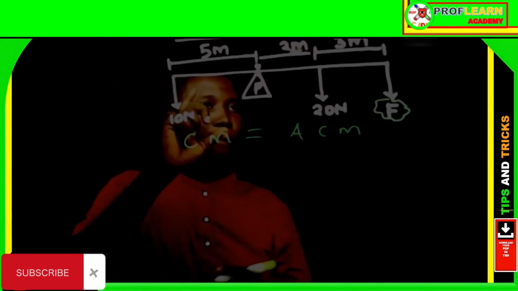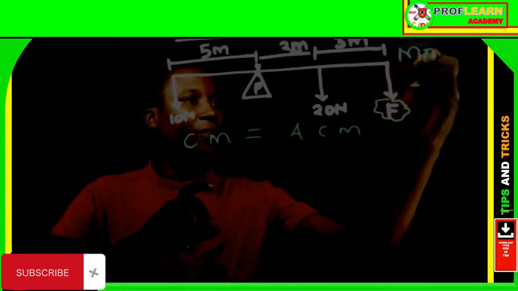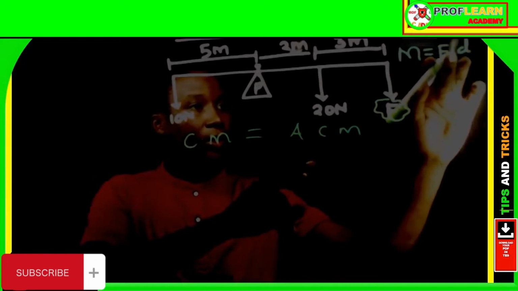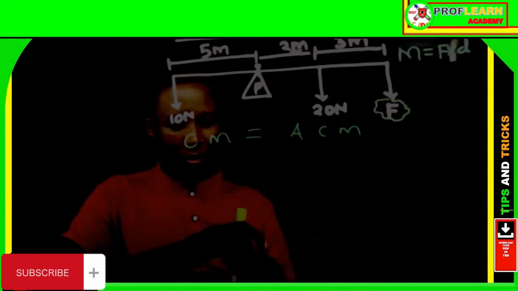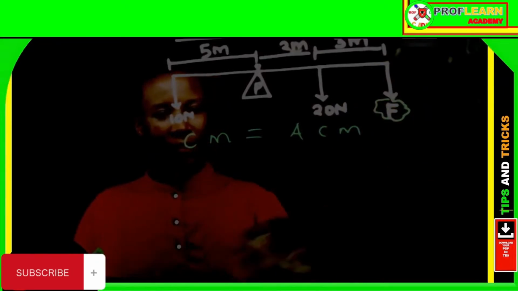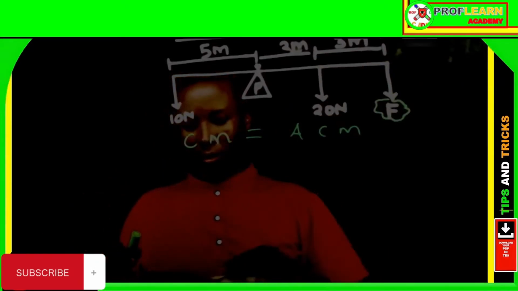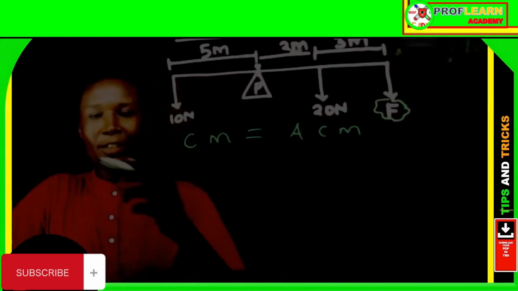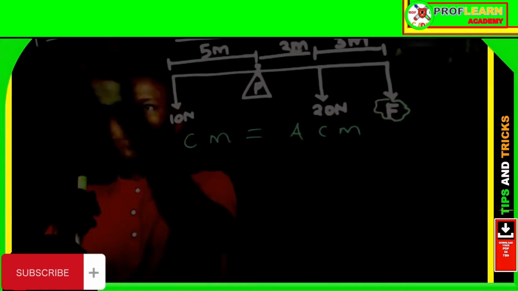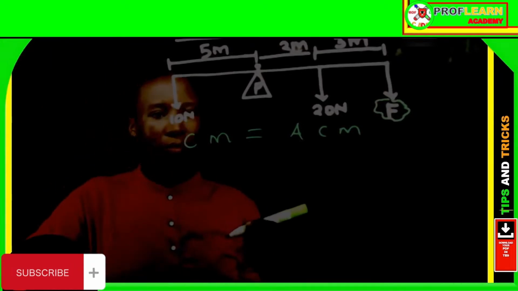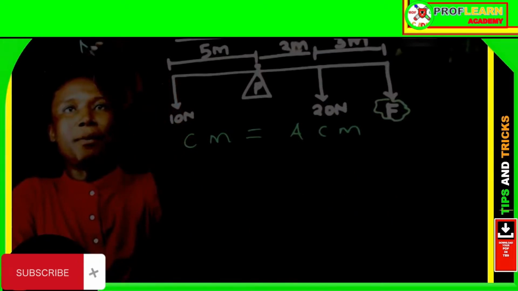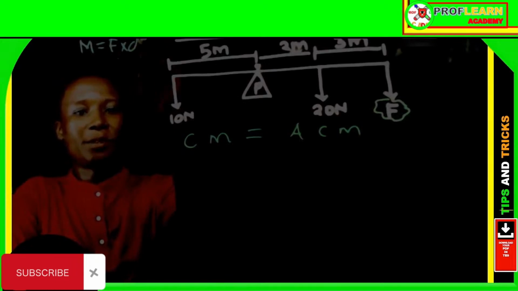And remember, moment of a force is given by the force times distance. Let me just write this properly. Your work should be well organized. So a moment of a force is given by moment equals force times distance.